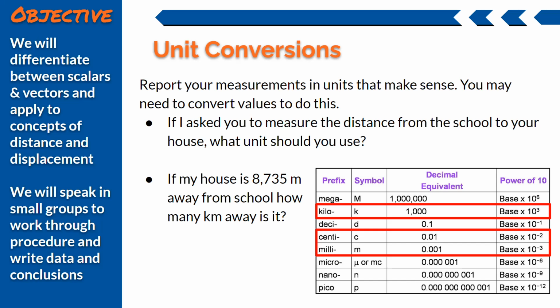Now, the metric system, not really equivalent because they're not equivalent to each other, but what you would use in metric system for distances like that would be kilometers. And so that would be what I would expect you to give me if I asked for it in metric units. So if my house is 8,735 meters away from school, how many kilometers away is it? Just a basic unit conversion. This is something that you guys should already know how to do, but we're going to go through this one.